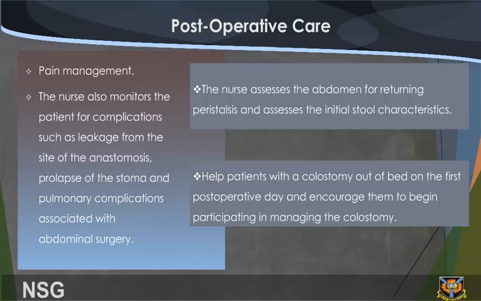Post-operative care. Pain management. The nurse also monitors the patient for complications such as leakage from the site of the anastomosis, prolapse of the stoma, and pulmonary complications associated with abdominal surgery. The nurse assesses the abdomen for returning peristalsis and assesses the initial stool characteristics. Help patients with a colostomy out of bed on the first post-operative day and encourage them to begin participating in managing the colostomy.